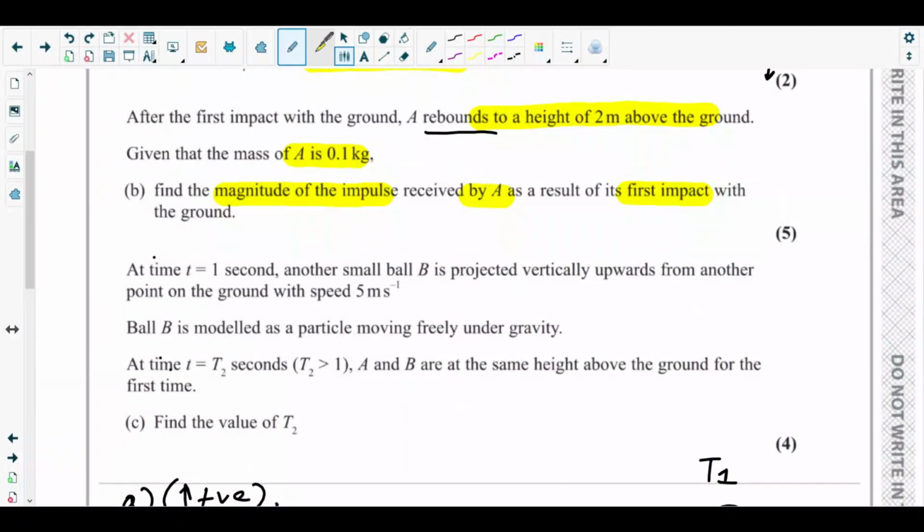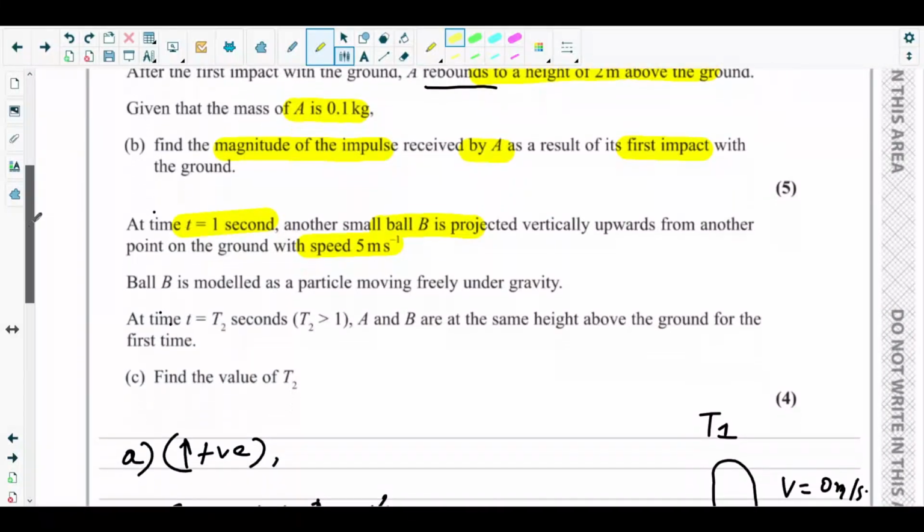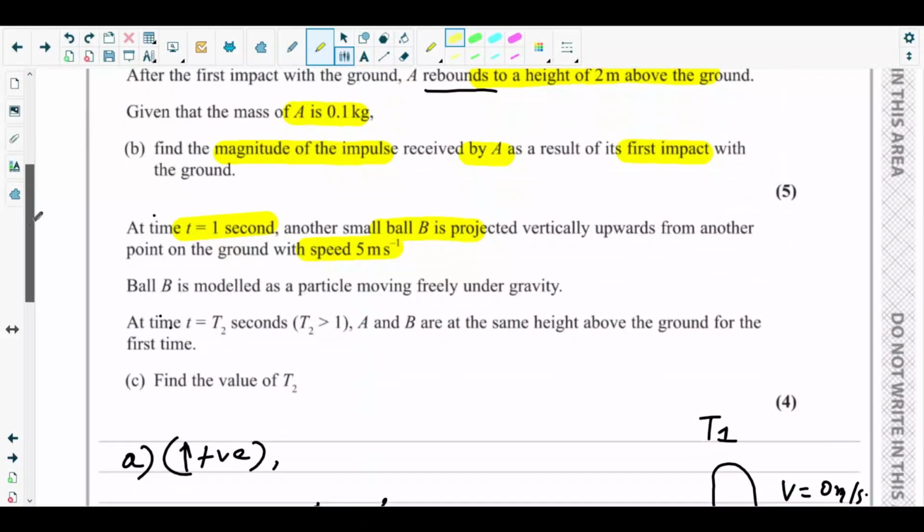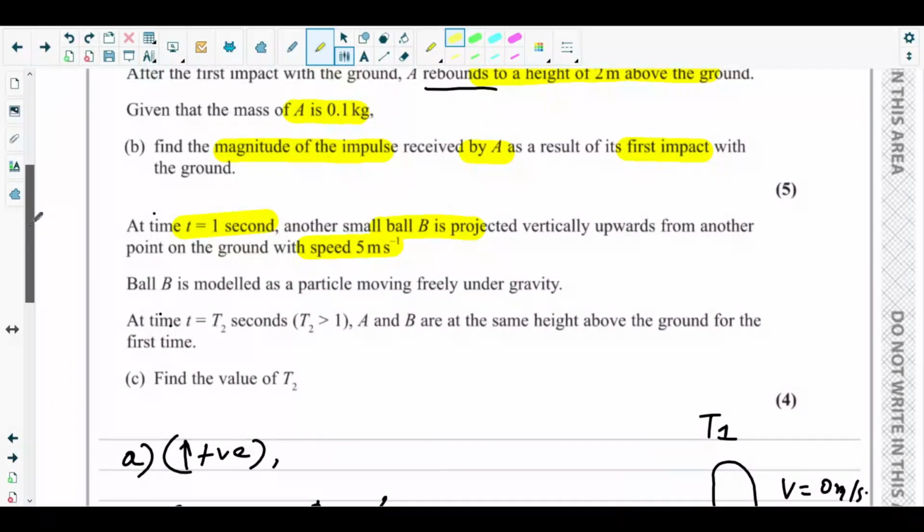Okay, next is part C. At time t equals 1 second, another small ball B is projected vertically upwards from another point on the ground with speed 5 meter per second. So after 1 second of ball A being projected, another ball B is projected. Ball B is modeled as a particle moving freely under gravity. At time t equals t2 seconds, where t2 is greater than 1, A and B are at the same height above the ground for the first time.